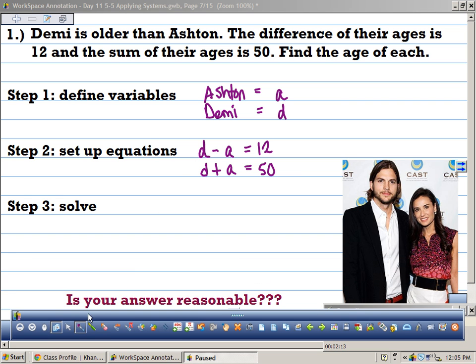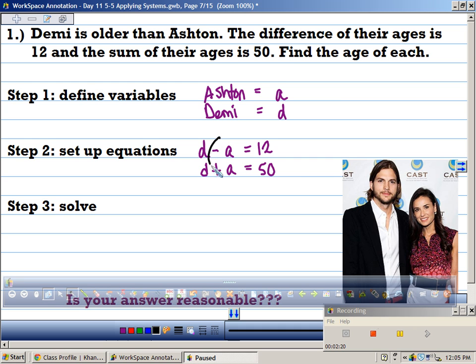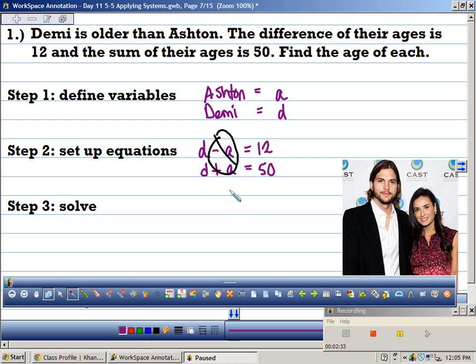Okay, so in order to solve this system, we need to eliminate. So we're going to eliminate Ashton. Why can I eliminate Ashton? Cassandra, how come I can eliminate Ashton? Good. They have opposite coefficients, so that goes away. So I'm left with 2 Demis equals 62.